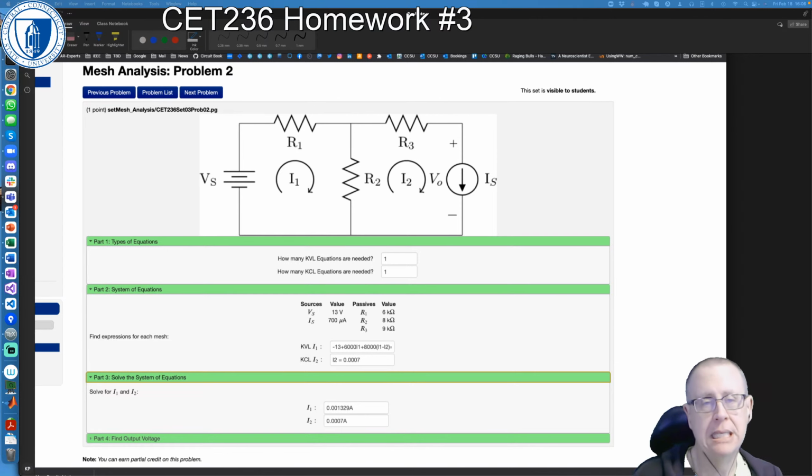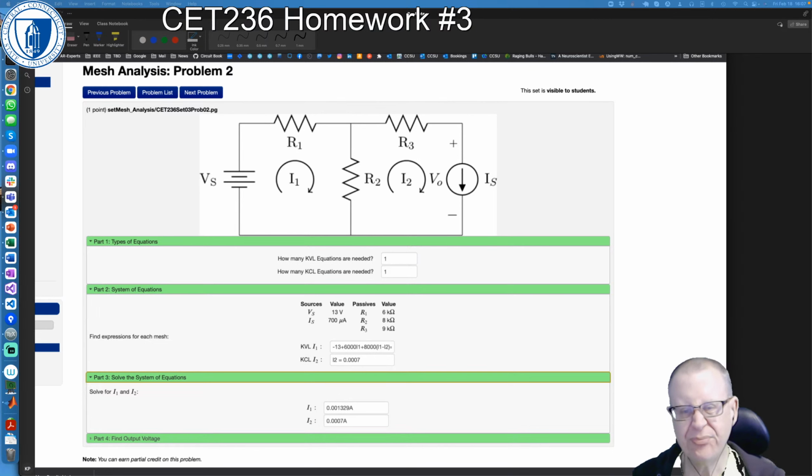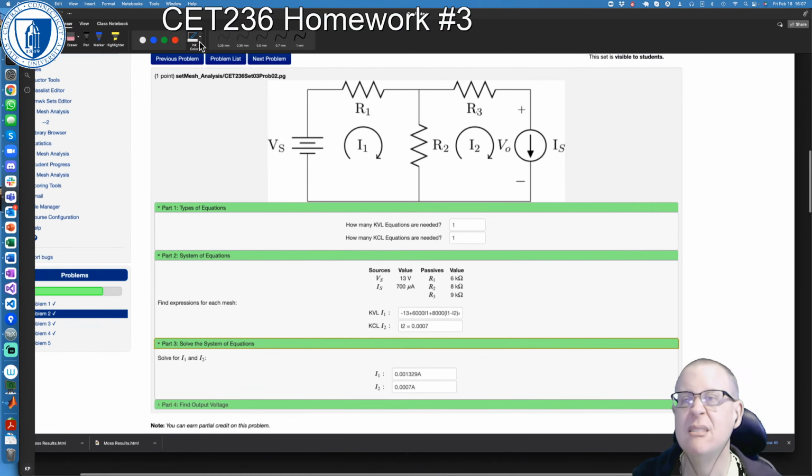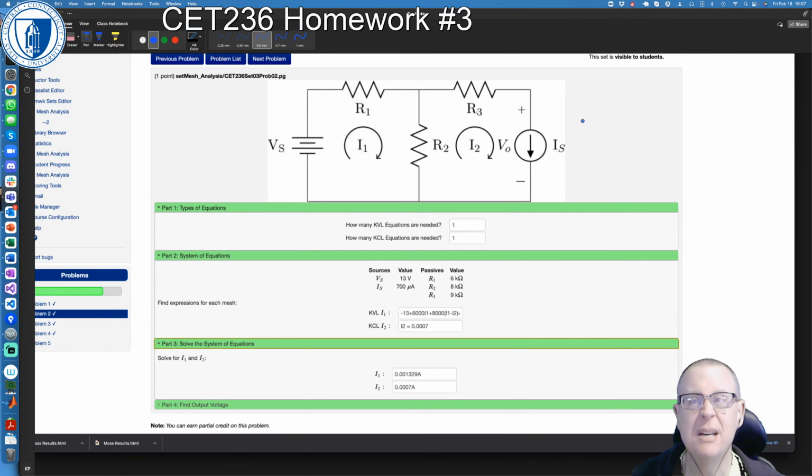And we have a current source in this circuit. It's IS on the right hand side here. So we need to apply a Kirchhoff's current law equation. And the Kirchhoff's current law equation we need to apply is basically IS equals I2.